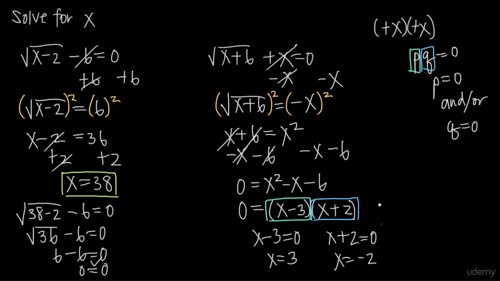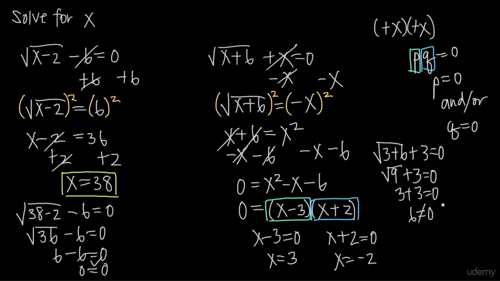These are now the potential solutions to the original equation, but remember, we always have to plug them back into the original equation to make sure that they're actual solutions. So let's start with x equals 3 and plug that back into our original equation. We're going to get the square root of 3 plus 6 plus 3 is equal to 0. 3 plus 6 is equal to 9, so we get the square root of 9 plus 3 equals 0. The square root of 9 is 3, so 3 plus 3 equals 0. 6 equals 0, and that is not true. 6 does not equal 0, which means that x equals 3 is not an actual solution to the radical equation.